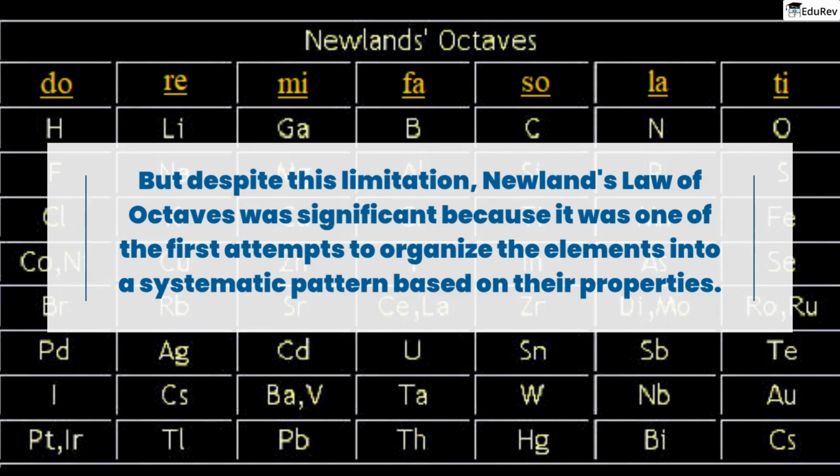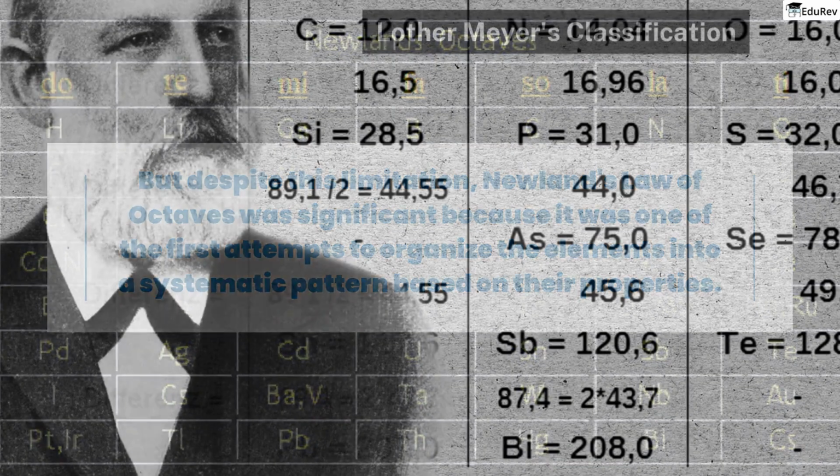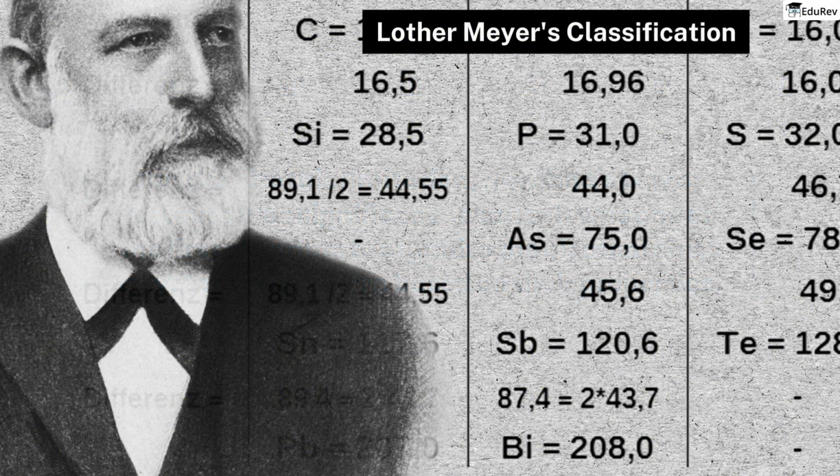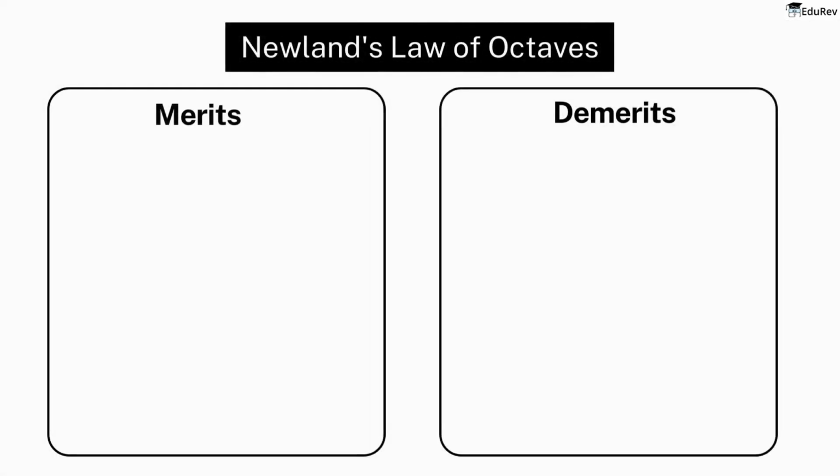Following the unsuccessful attempt of John Newland's law of octaves, Lothar Meyer's classification provided a new system for classifying elements based on their atomic volumes, which helped lay the foundation for the modern periodic table. Before moving on to Lothar Meyer's classification, let's quickly summarize merits, demerits, and conclusion of John Newland's law of octaves.